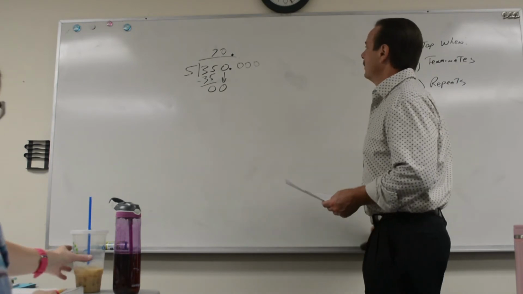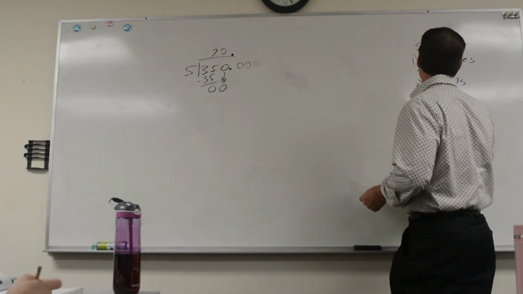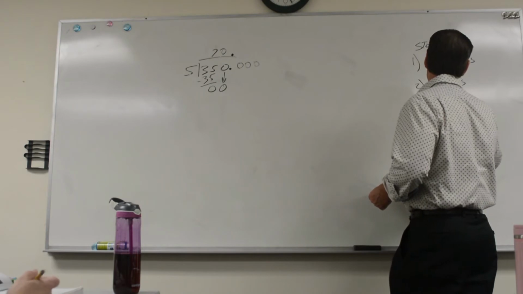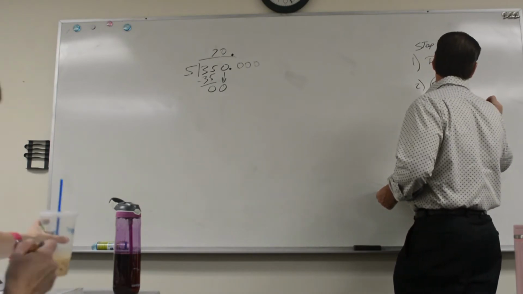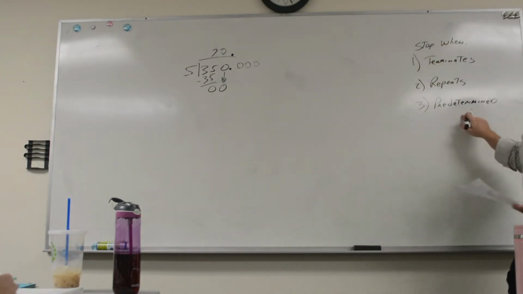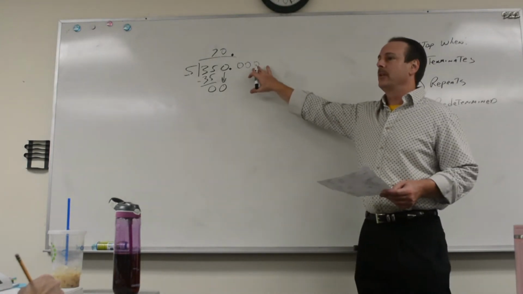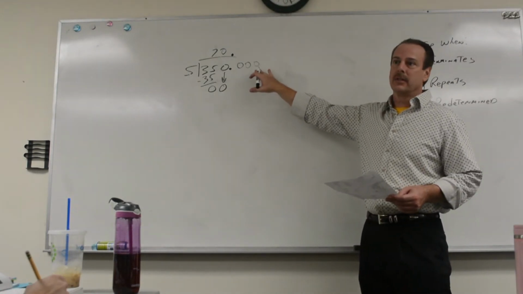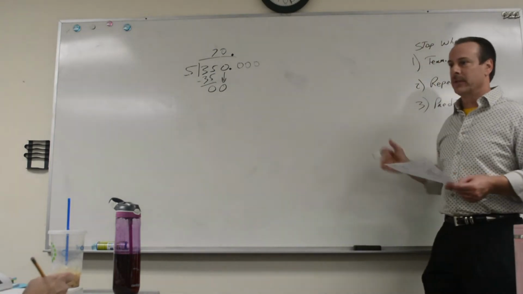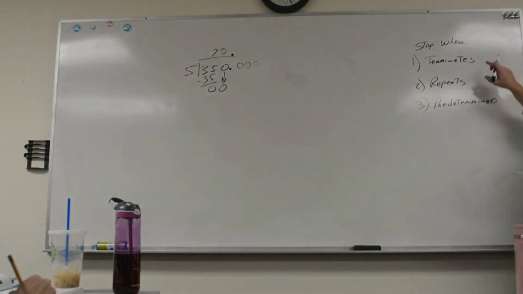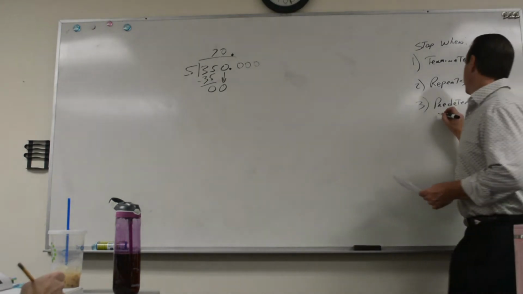Three scenarios in which you would stop. Predetermined. They tell you to take it to so many places. I know some places like in finance, they'll say round it off to 4 places, regardless of what it is. They don't want to get any more accurate than 4 decimal places. So terminates, repeats, or it's predetermined. Predetermined, don't call it decimal.